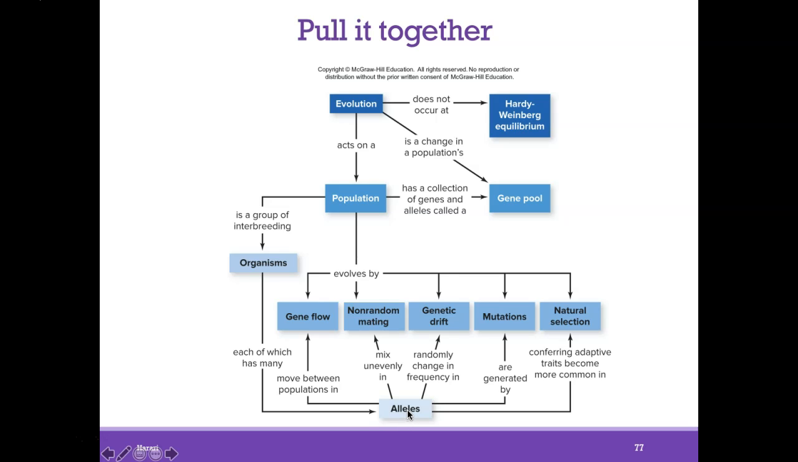If new alleles are generated, that's a mutation. If alleles confer adaptive traits that become more common, that's natural selection. If alleles are randomly changed in frequency due to sampling error, that's genetic drift. We know alleles are mixed unevenly in non-random mating, and alleles move between populations in gene flow. And finally, if any of these things happen, we cannot use the Hardy-Weinberg equilibrium, because evolution does not occur at the Hardy-Weinberg equilibrium, where allele frequencies stay the same from one generation to the next.